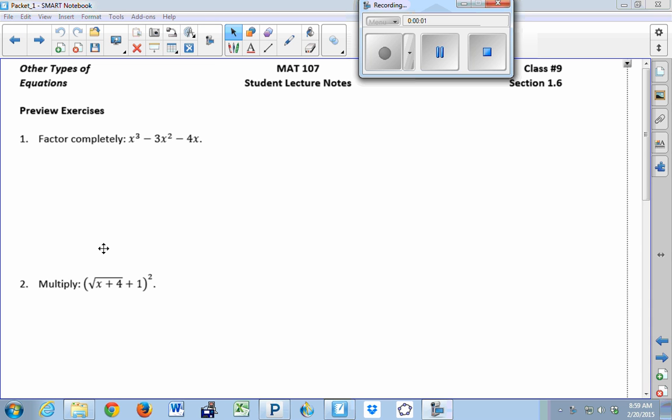Great job on the preview exercises. Don't forget that in your folders today, you should have project 1. And on the back table is your packet for the next series of classes that will go from Monday through your test number 2. You can pick that up on your way out if you didn't pick it up on the way in.